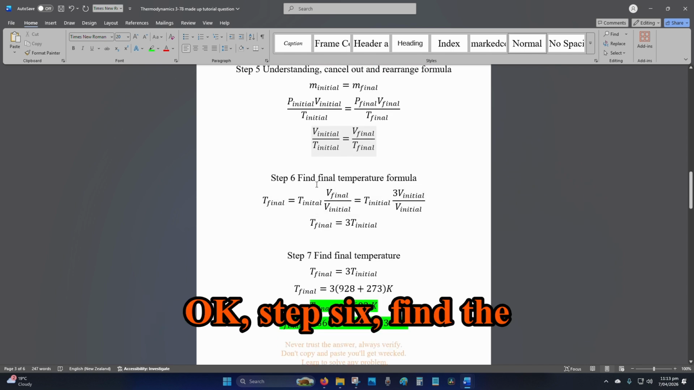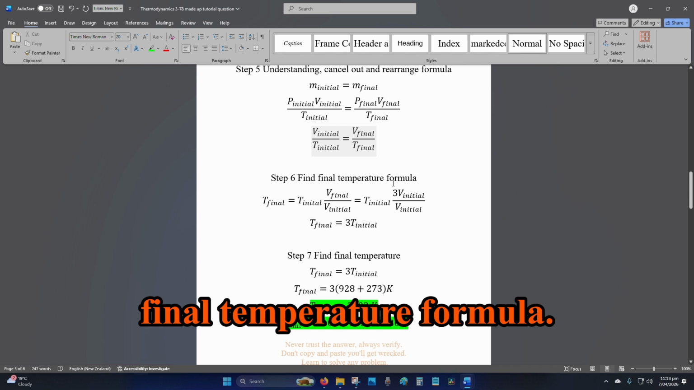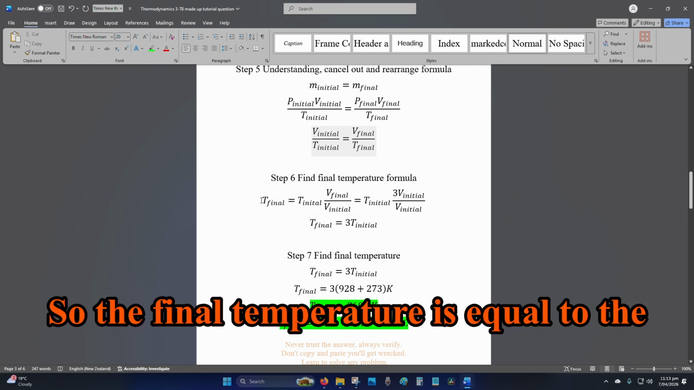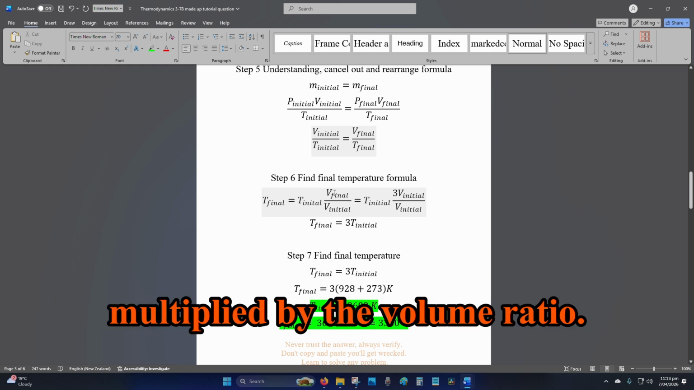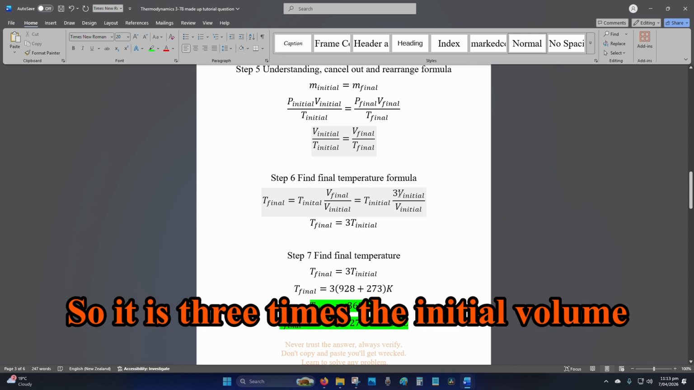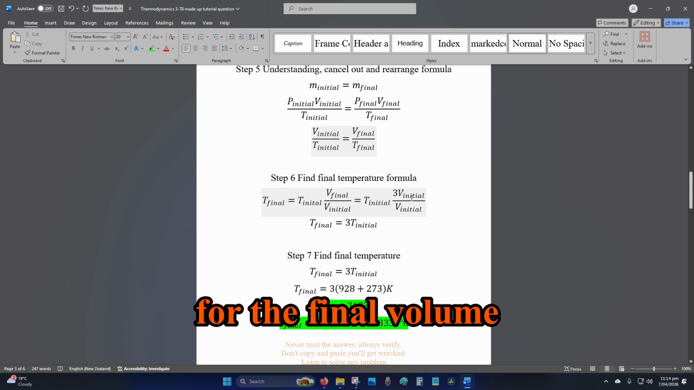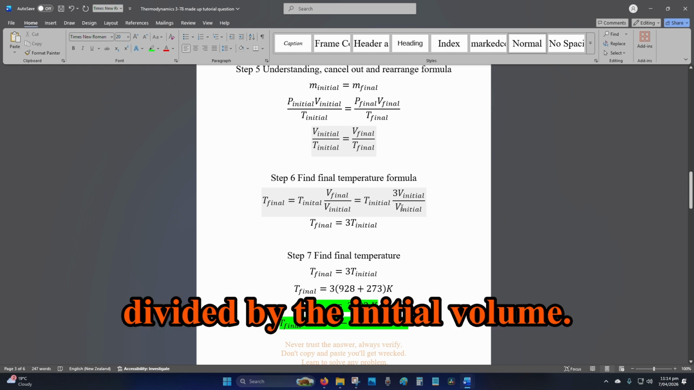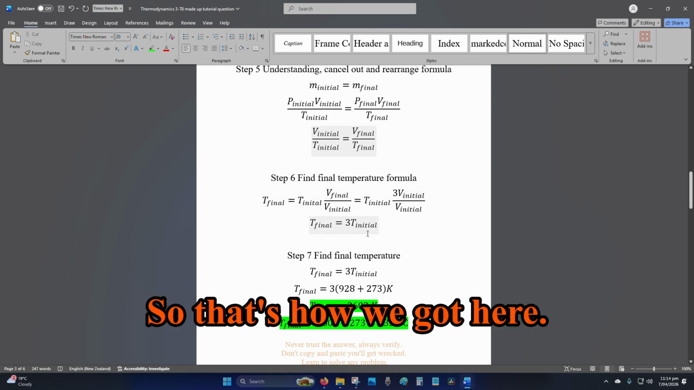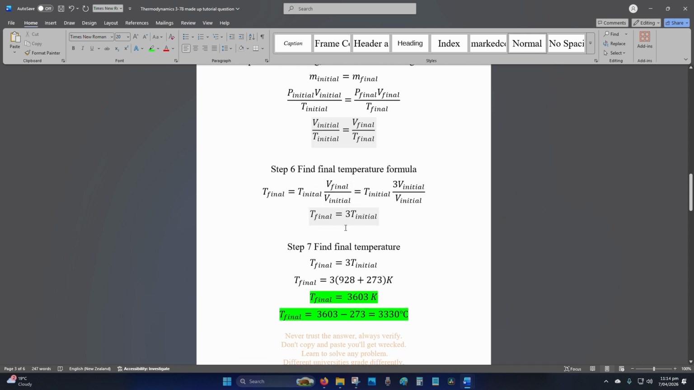Okay, step 6, find the final temperature formula. So now we just rearrange. The final temperature is equal to the initial temperature multiplied by the volume ratio. So it is 3 times the initial volume for the final volume divided by the initial volume. So that's how we got here.